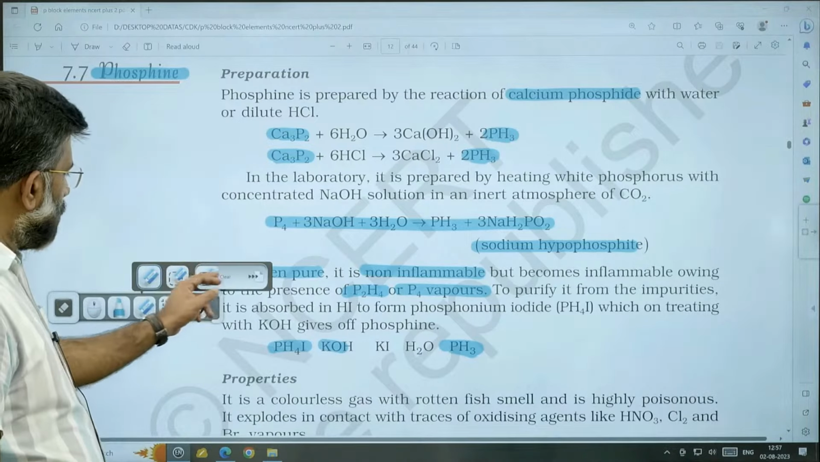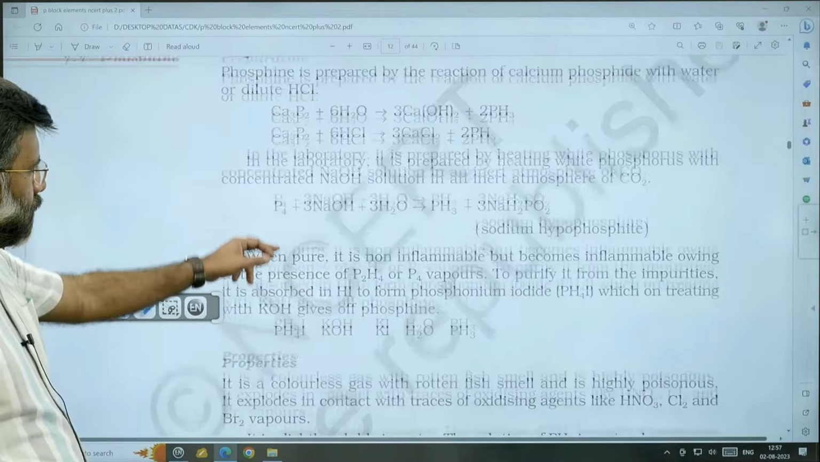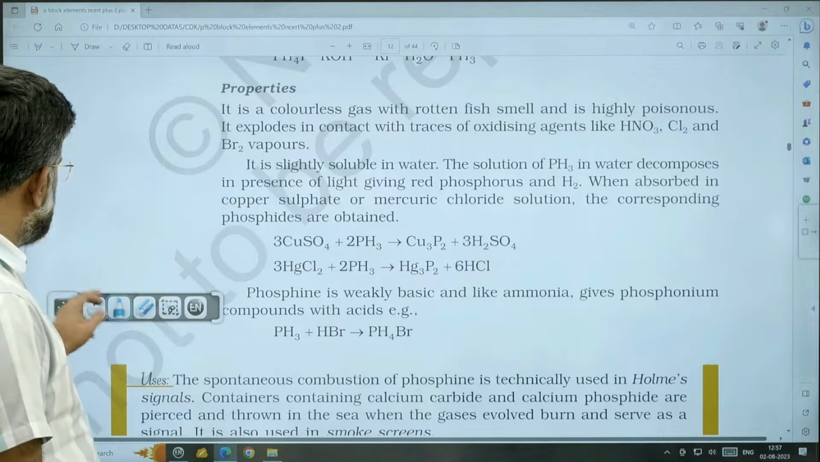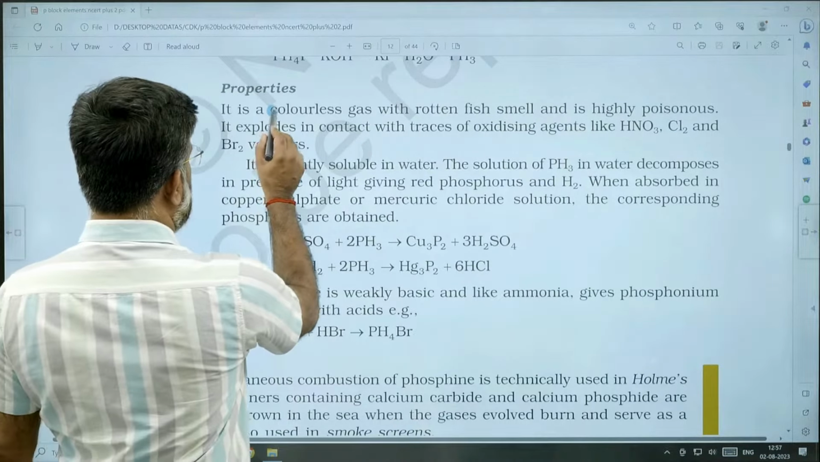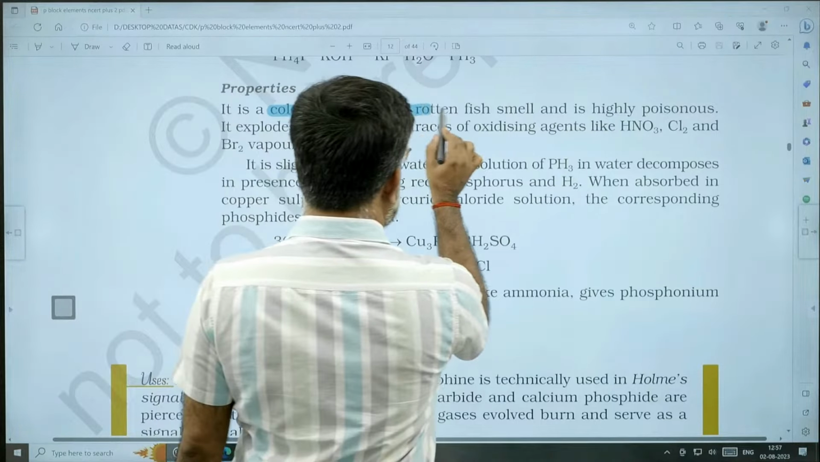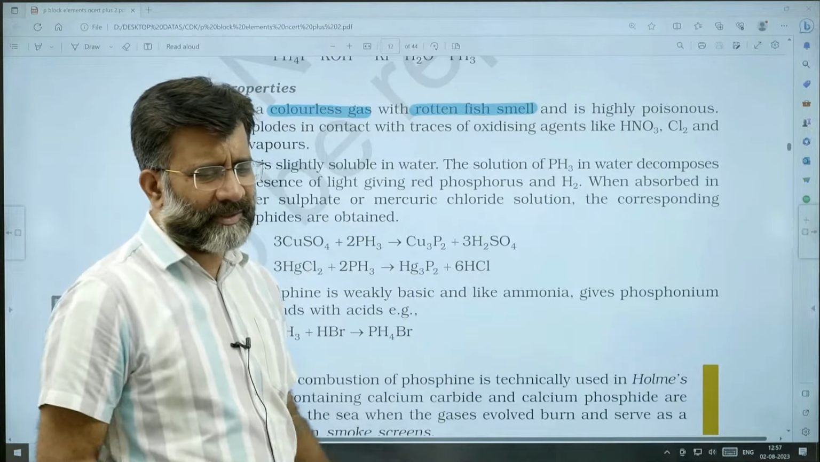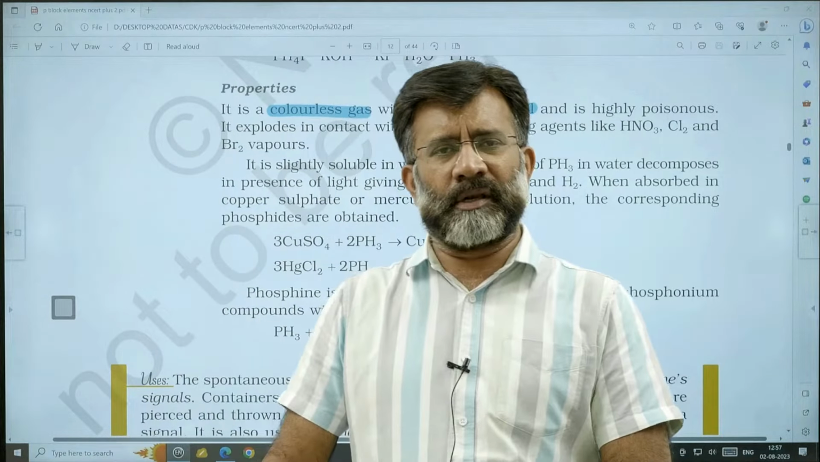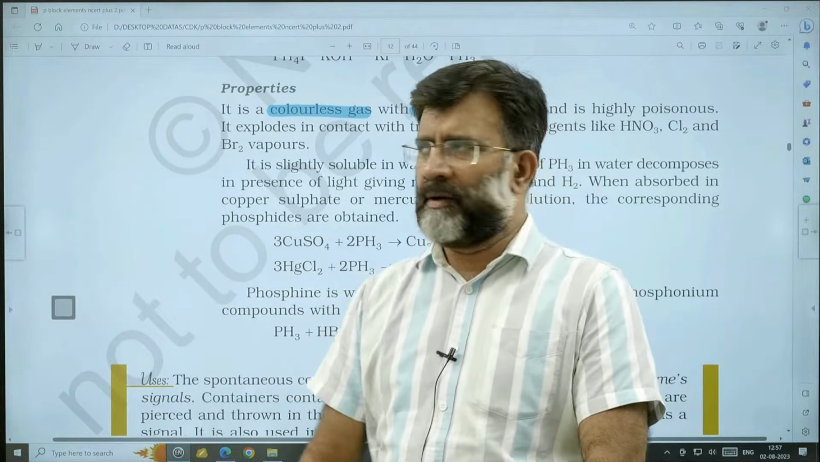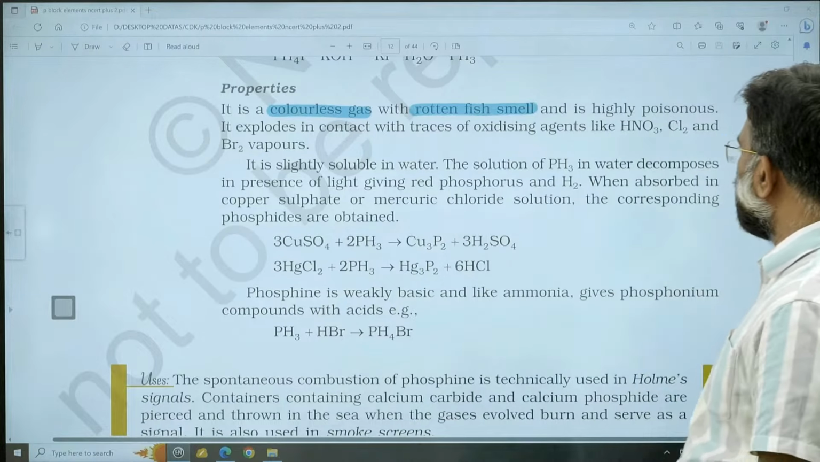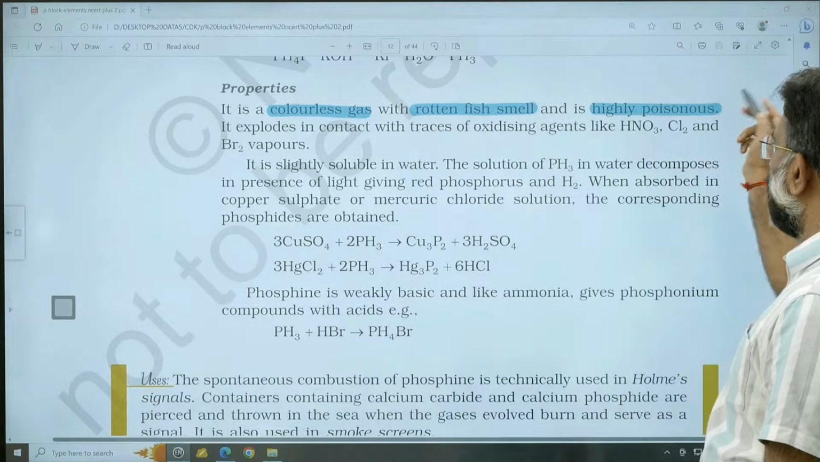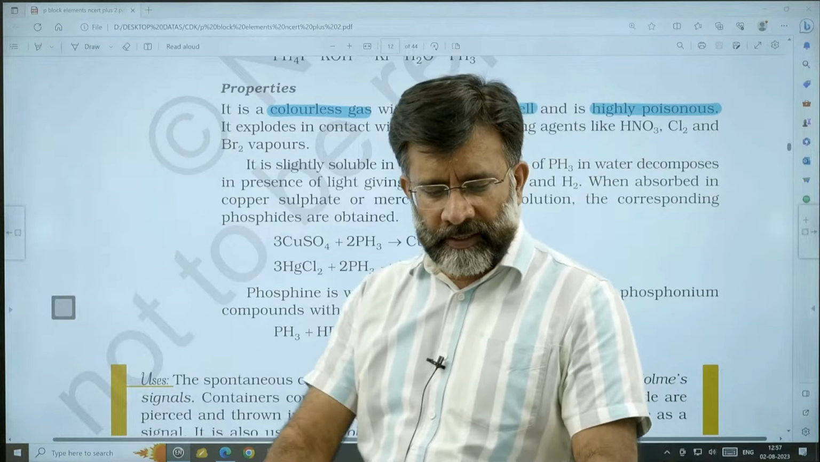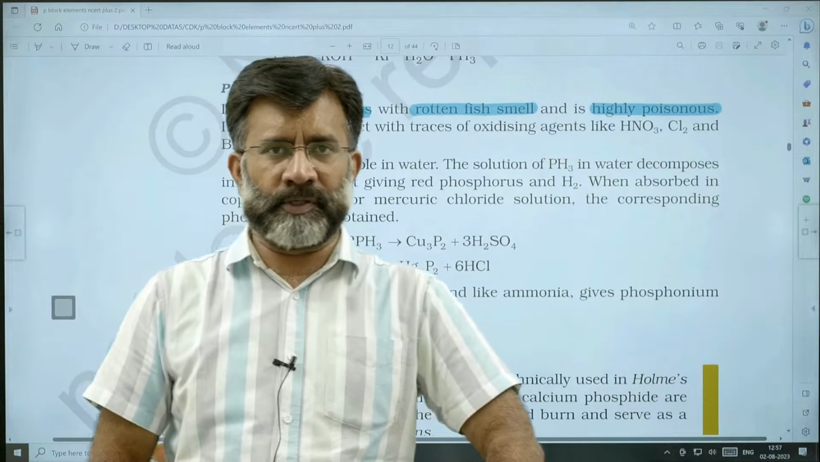That is about phosphine, PH3. And coming to the properties of phosphine, as all of you know, it is a colorless gas with a rotten fish smell. It has a foul smelling character, and is highly poisonous. PH3 is highly poisonous. Right?